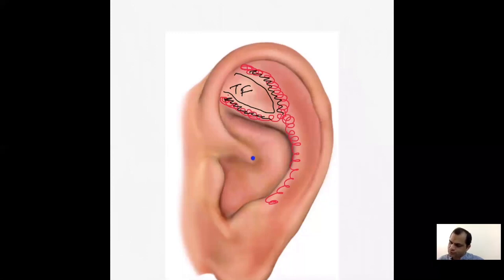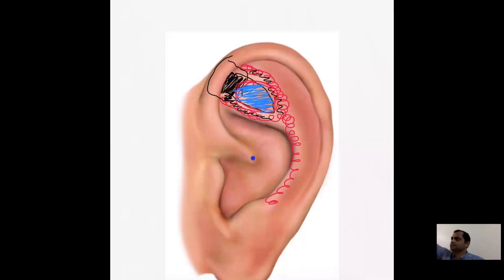Mistake number two: the triangular fossa extends this much, and this part is hidden. This much part is hidden because the helix is coming up a little. Because this part is hidden, we consider only this much part, and we try to put all the needles in this blue part only. We consider this the triangular fossa and forget this black part because it is hidden.